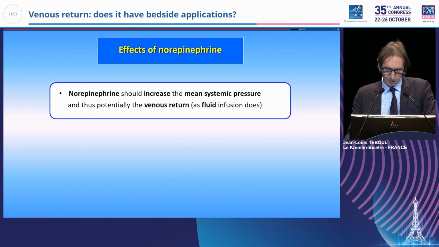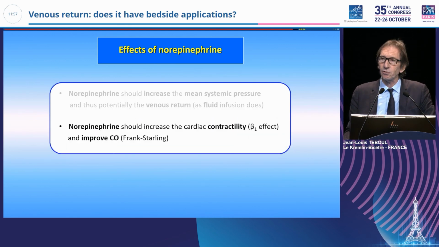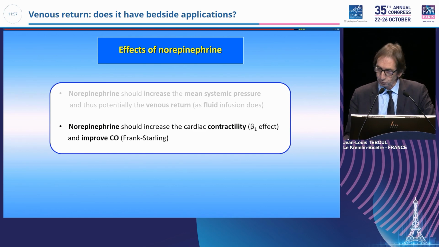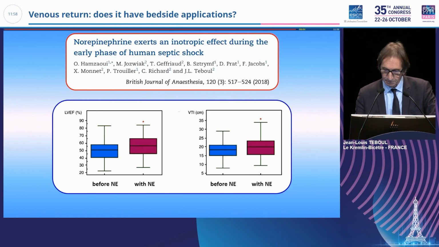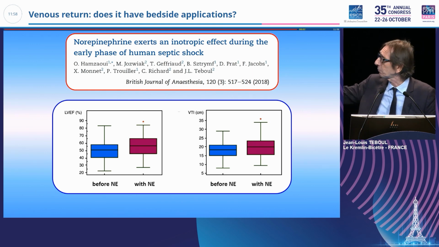Norepinephrine should increase the mean systemic pressure, potentially the venous return, exactly as fluid infusion does, but in addition, norepinephrine should increase the cardiac contractility through the beta-1 effect, and this could improve cardiac output through the Frank-Starling mechanism.